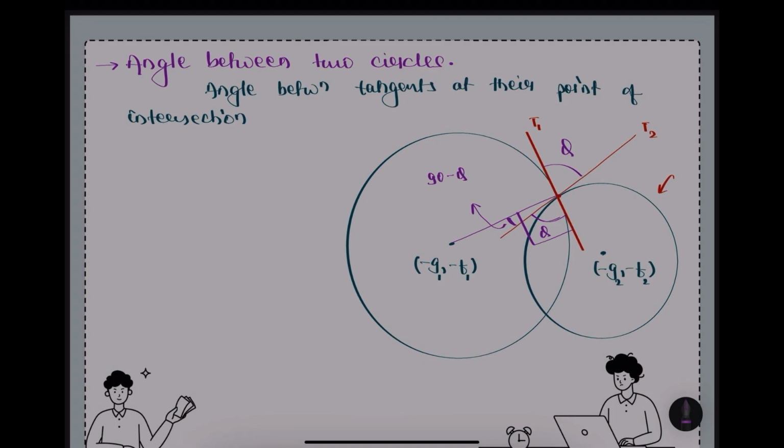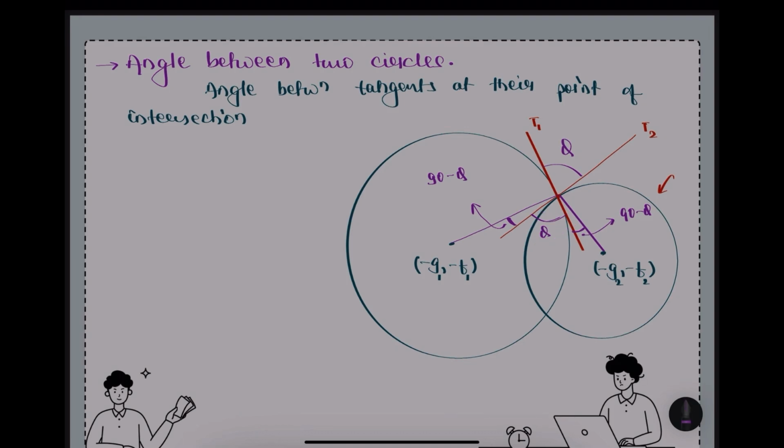Similarly, let's connect T2 with center 2. I'll erase this and draw it again, so please try to digest this diagram. The tangent is perpendicular to the radius, so this will be perpendicular. You know that this angle is theta and the whole angle is 90. So this angle would be 90 minus theta, correct? Now I'll erase everything.